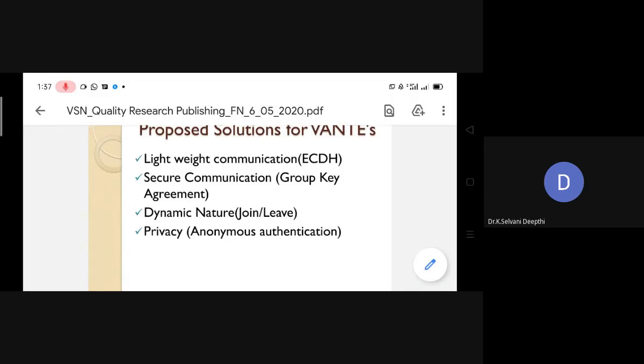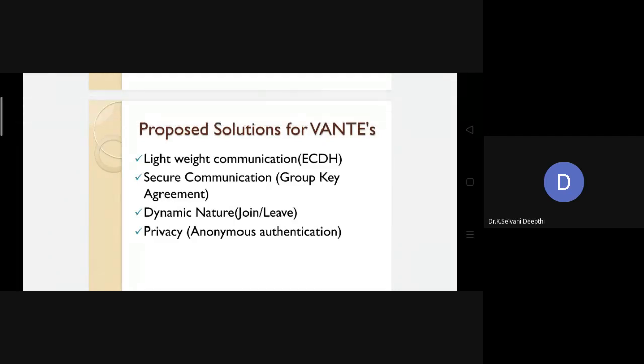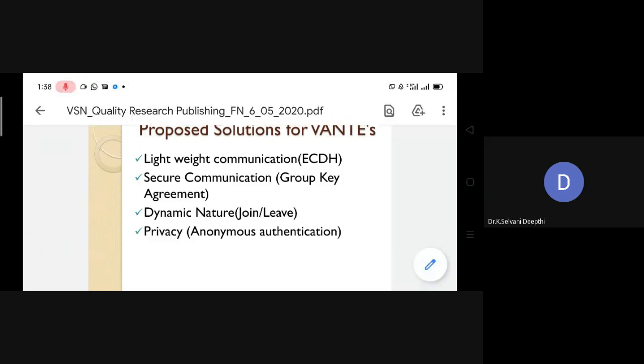Another very, very important thing is dynamic nature. One vehicle is in the control of some area, but after 5 minutes it will be out of that area. That is called dynamic nature. It is very difficult to manage communication between vehicles while they are in a dynamic state, because vehicles are dynamic. So the key should be changed according to the dynamic nature. That also has to be addressed.